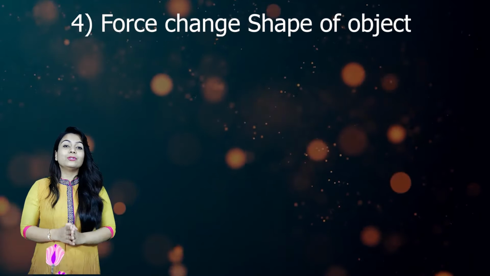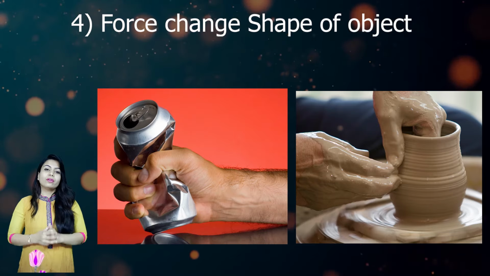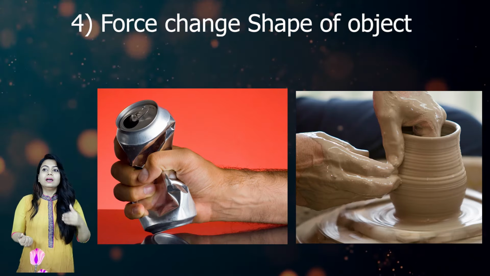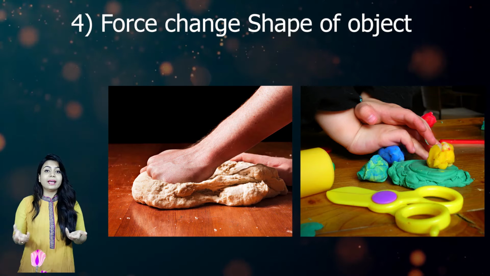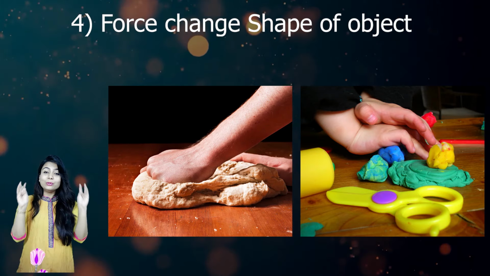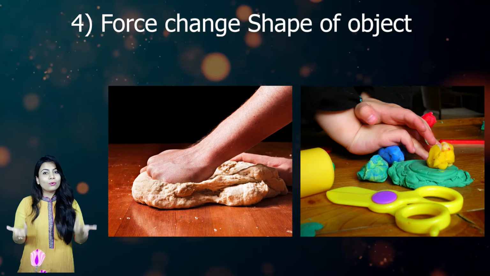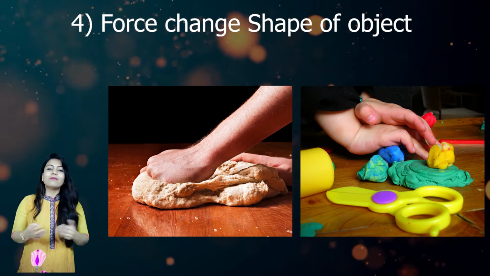So when force is applied on a moving object, it can change its speed as well as its direction. Now coming to the last effect of force, that force can change the shape of an object. For example, let's take the example of dough, or clay that kids used to play with. We can apply force and make new shapes out of that. So force can change the shape of an object also. Force can move an object, it can stop the object, it can change the speed and direction of the moving object, as well as it can change the shape of an object.